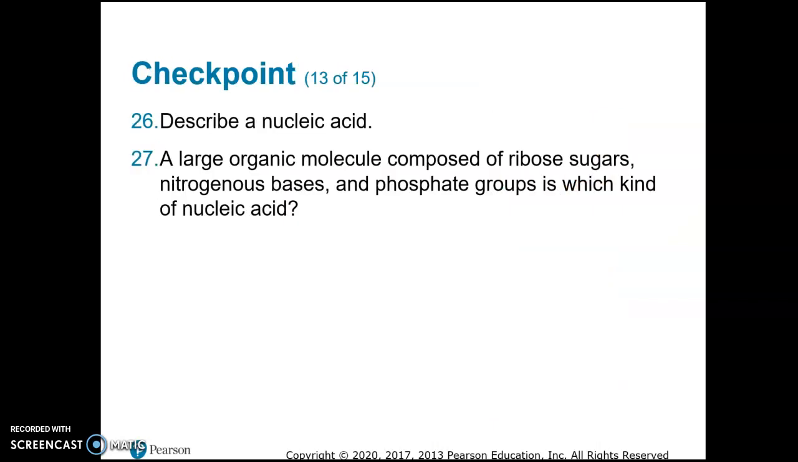The checkpoint questions: describe a nucleic acid. Well, DNA is a chain of nucleotides, and it is double-stranded, and it's formed into a double helix shape. RNA is a single chain of nucleotides. 27, a large molecule composed of ribose sugars, nitrogenous bases, and phosphate groups is which kind of nucleic acid? I guess because the word large, it would be DNA.